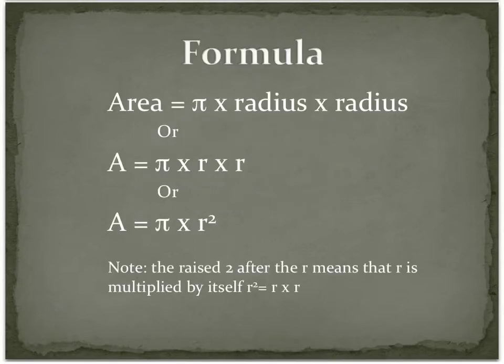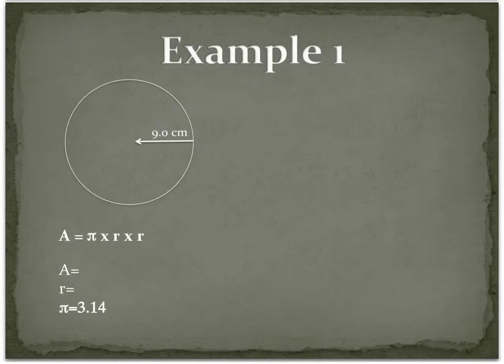As you may remember from last class when we were looking at how to estimate the area of a circle, we determined that area is equal to pi times radius, or pi times r times r. Now you may also see it written as pi r squared. Note that the raised 2 after the r means that the r is multiplied by itself. So r squared is equal to r times r. So now we are going to work on our first example.